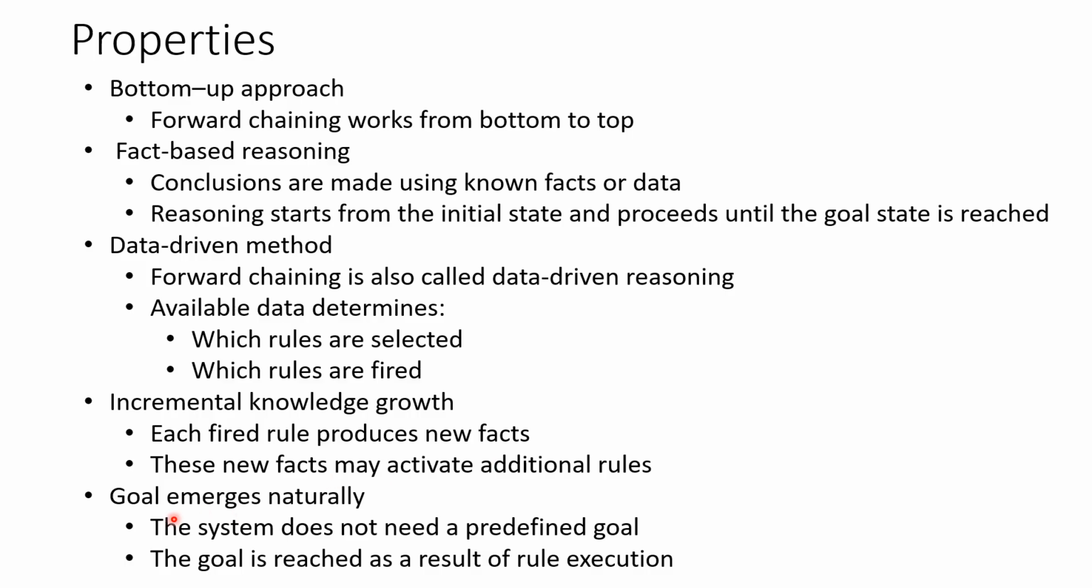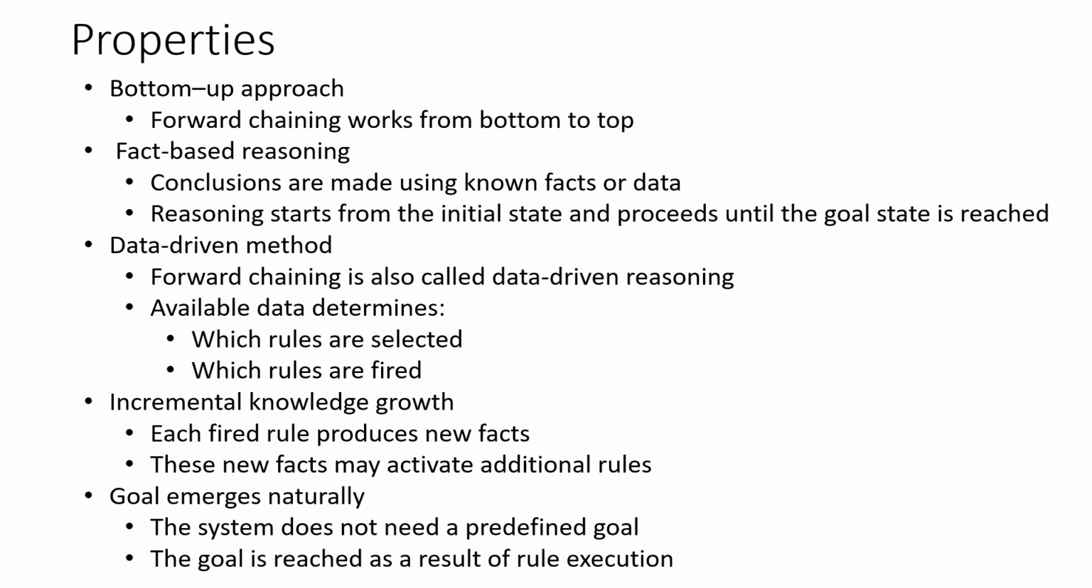So the next point is goal emerges naturally. Forward chaining does not need a predefined goal. The system keeps firing rules, and the final conclusion appears naturally. So the goal is the result, and we are starting from the initial state, and whenever we reach the goal state, we will stop. So we can say that the goal is reached as a result of rule execution. So forward chaining discovers the goal, it doesn't chase it.